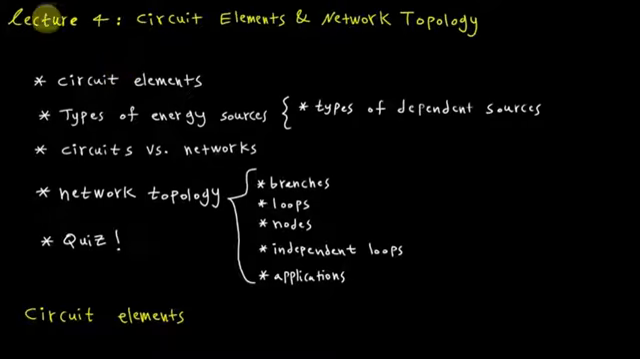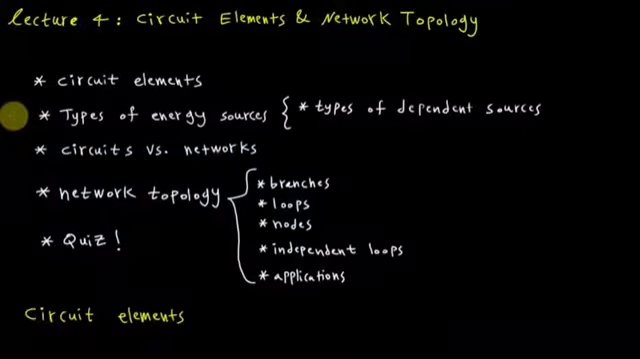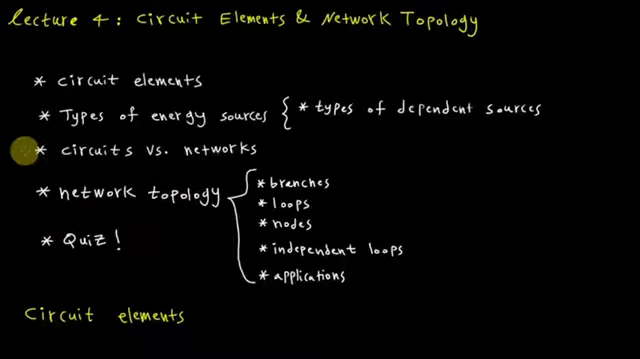In this lecture, we're going to be talking about circuit elements and network topology. From here on out, we're going to be delving into circuit analysis, but first we need to lay some more foundations. So the contents are circuit elements, types of energy sources, which includes types of dependent sources, circuits versus networks, and some fundamental concepts in network topology, such as branches, loops, nodes, independent loops, and applications which relate to our course. And of course, we're going to have a quiz, which I highly recommend that you try your best in.